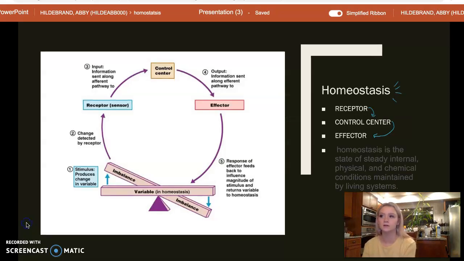Homeostasis is remaining a relatively steady and stable environment inside the internal body. So basically going up and above what stable is, but trying to stay as stable as possible.